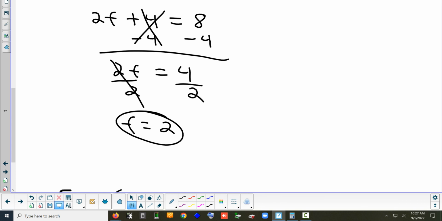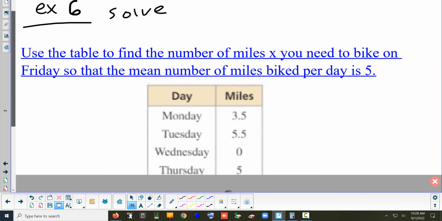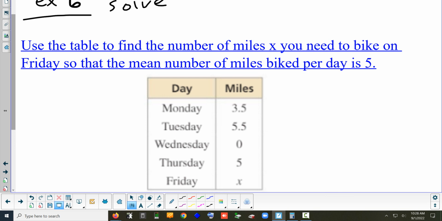All right. So the last one we're going to look at is a word problem. It has a table in it. Do you guys already have that table written down, printed out? Okay, so you already got the table. So it says use the table to find the, we're solving for x, which is how many miles we're going to ride on Friday. It says solve so that the mean number of miles biked is 5.